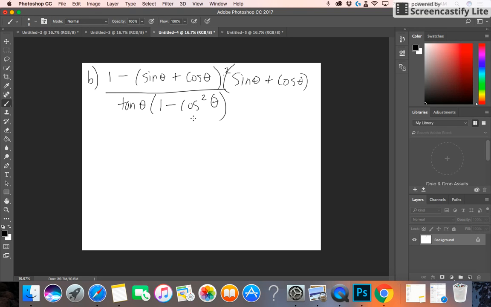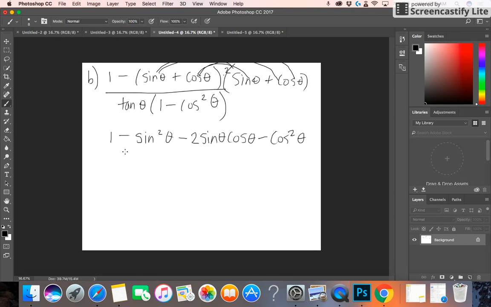Basically you just FOIL this. This would turn into sine squared plus sine cosine plus sine cosine plus cosine squared. So it would be sine squared plus 2 sine cosine plus cosine squared. But you have to distribute that minus. So it would be 1 minus sine squared minus 2 sine cosine, and then minus cosine squared.